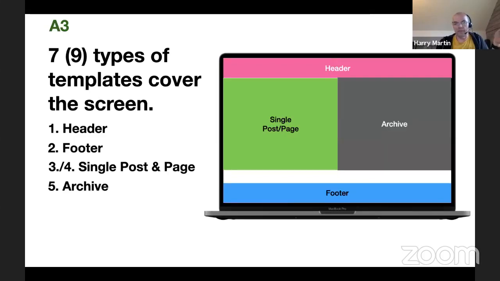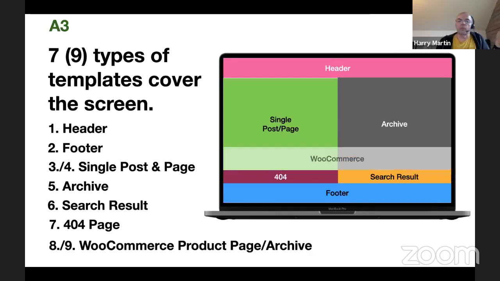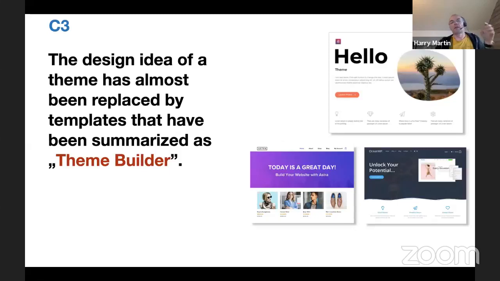We have an archive page. And then we have a search result, which is nothing more or less than a special kind of archive. And we have the 404 page, which is nothing more or less than a single post or page. And if you install WooCommerce, you have single product and product archive also. So with these block types, you can fill the screen with all theme features by defining these simple templates you use for this.